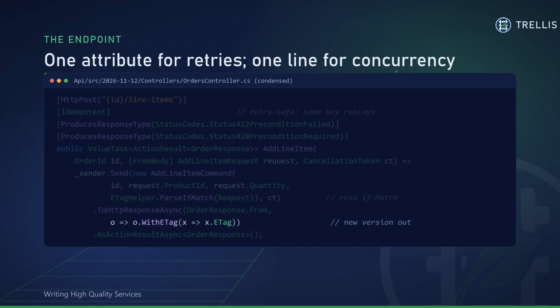The framework wires the hard parts. The middleware stores and replays, require a tag compares and rejects. The controller stays thin. You describe the guarantees. The framework enforces them on every request.